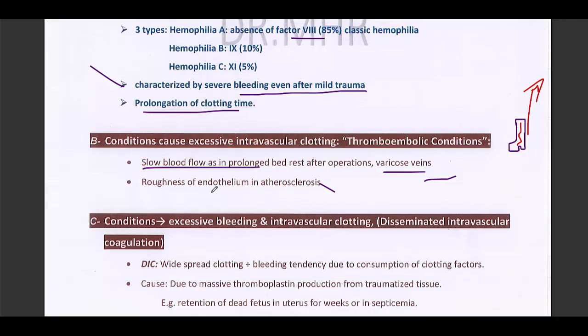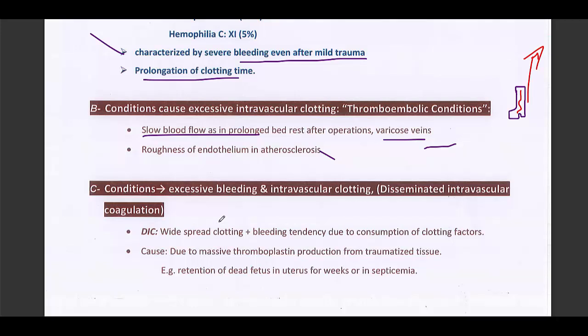Excessive bleeding and intravascular clotting. It's also called disseminated intravascular coagulation, both of them. It means widespread clotting, plus bleeding tendency due to consumption of clotting factors. Widespread clotting and bleeding tendency due to consumption of clotting factors.